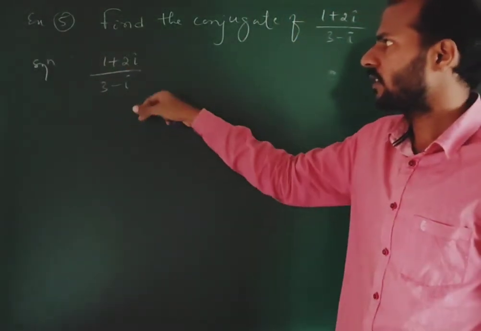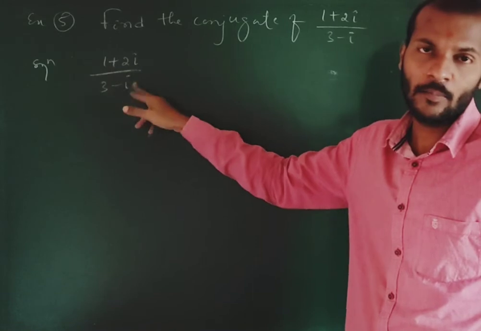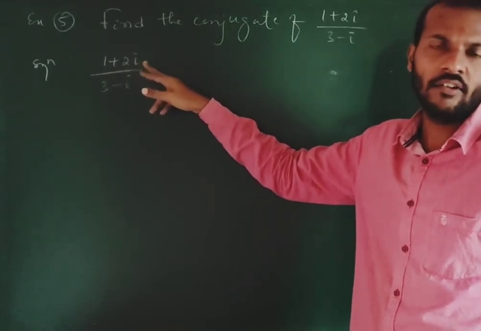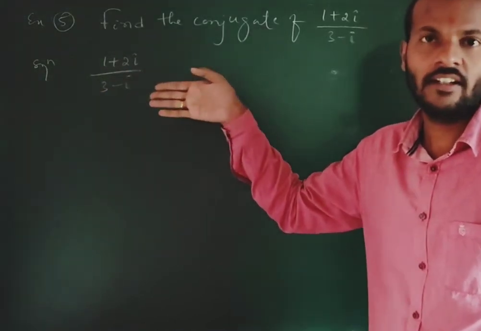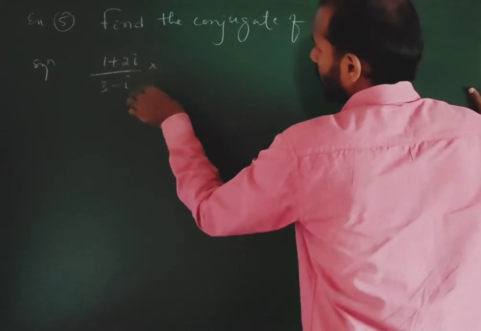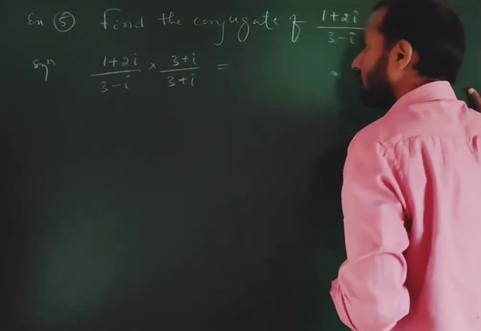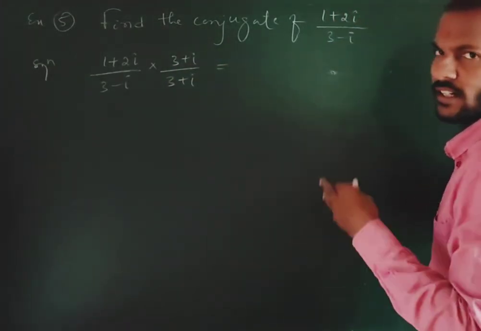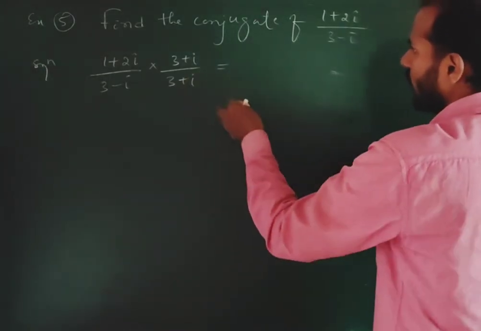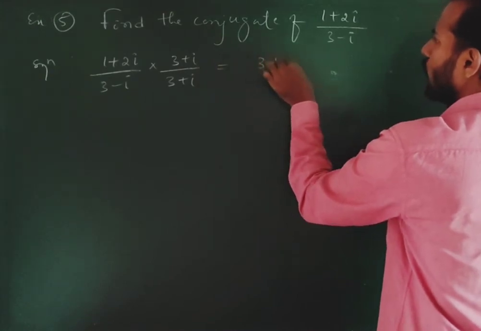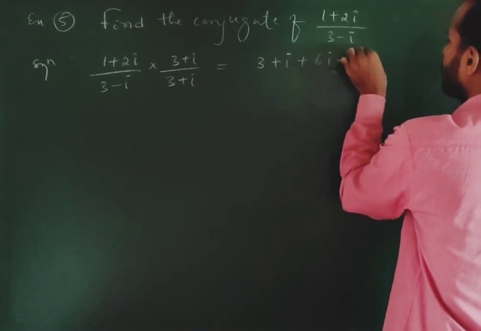In the denominator, we have a complex number 3 minus i. We have to rationalize it, multiplying and dividing by the conjugate of this denominator term to convert it into real form. Here we multiply and divide by 3 plus i upon 3 plus i. First convert it into the form a plus ib; later on we can find its conjugate. In the numerator we get 1 times 3 is 3, 1 times i is i, 2i times 3 is 6i, plus 2i square.